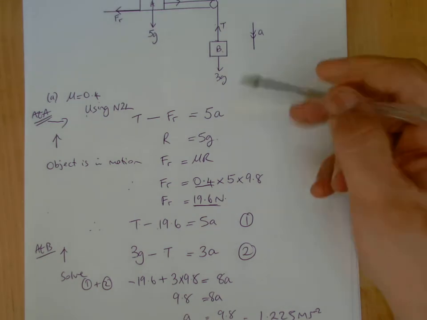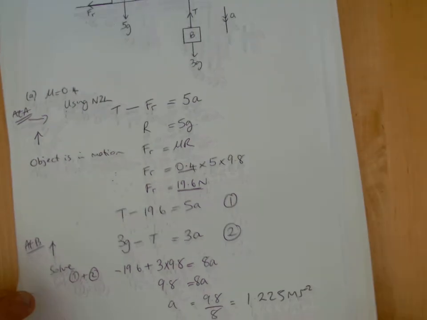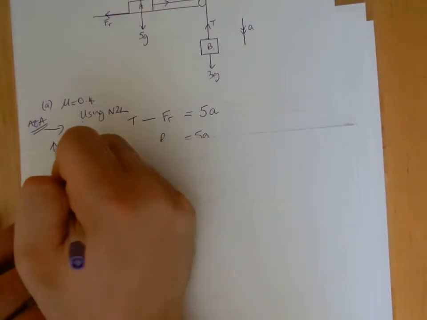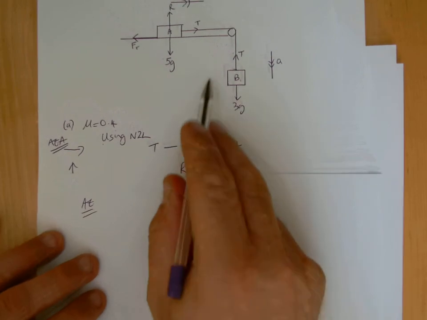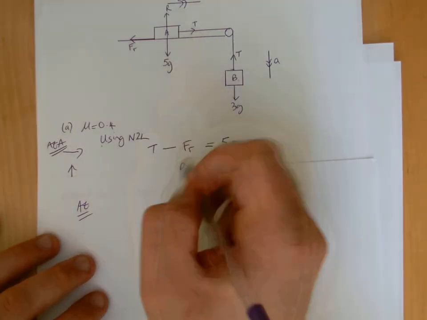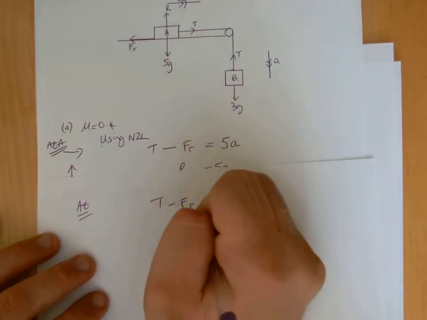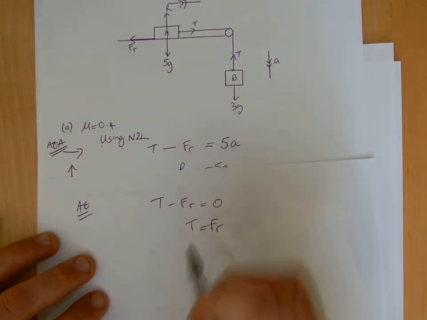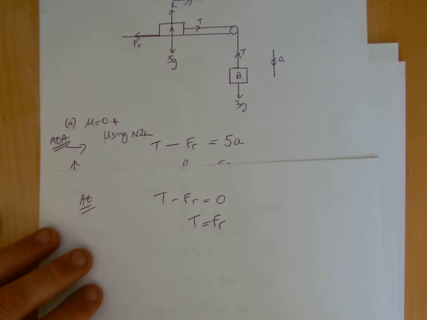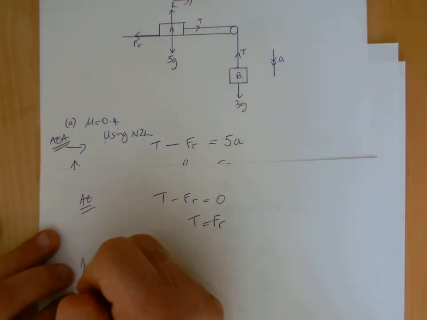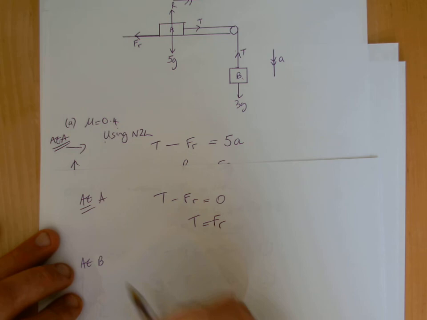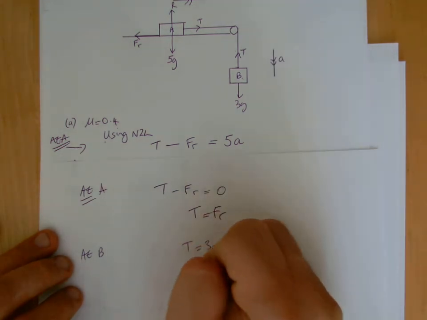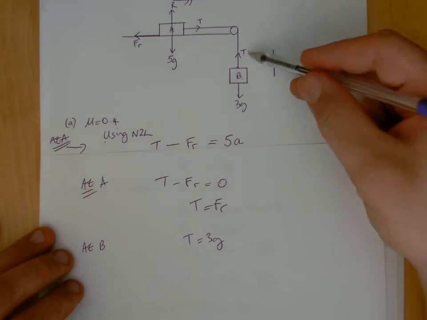Okay, so if there's no motion, then at A, no motion, that means there's no acceleration, so we'll have T minus Fr equals mass times 0. So it'll be 0. In other words, T will equal Fr. Tension will equal the friction. And the same would be the case at B as well. At B, forces up will equal forces down. T will equal 3G.